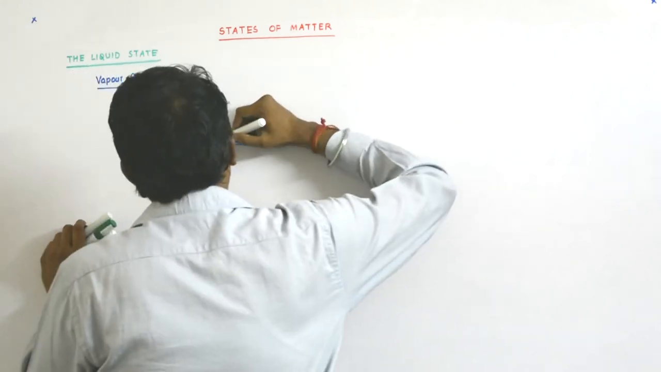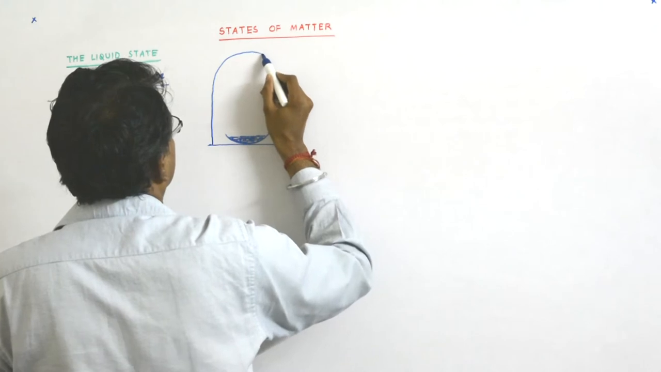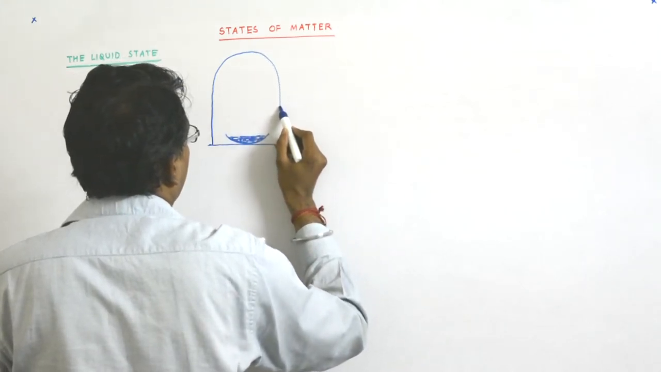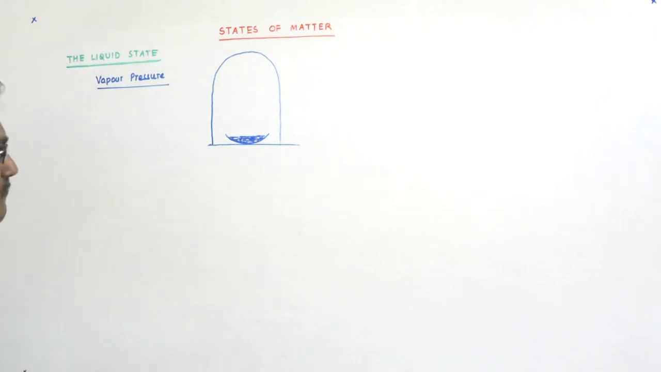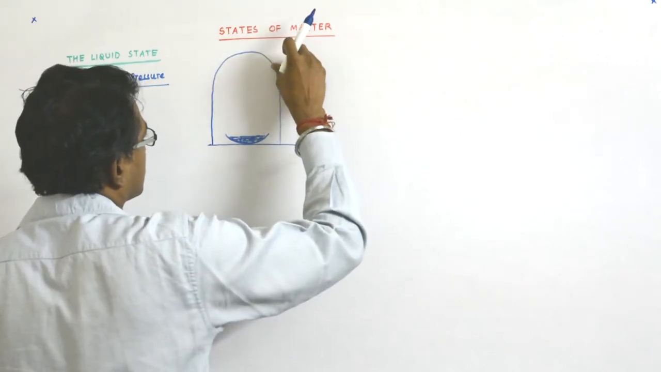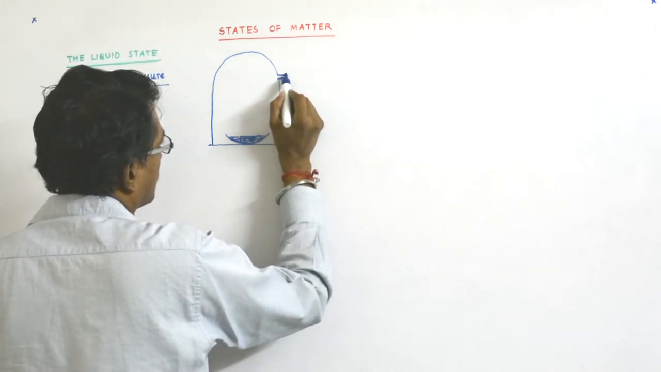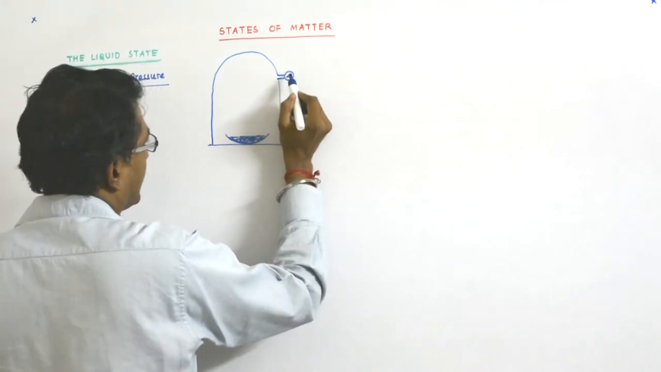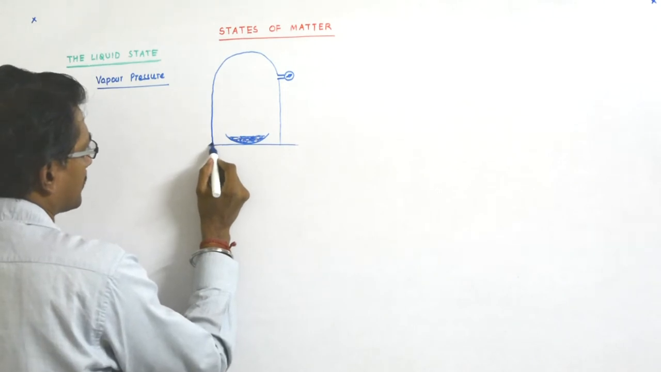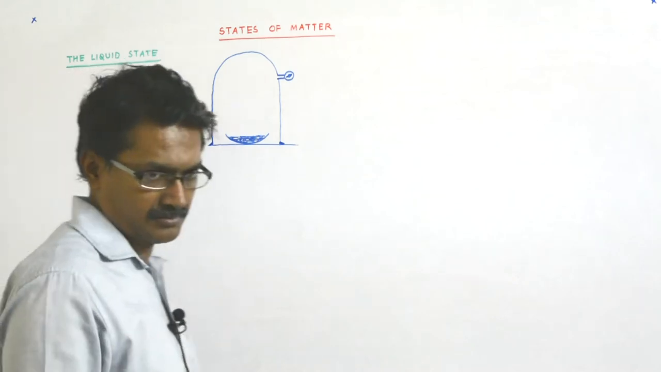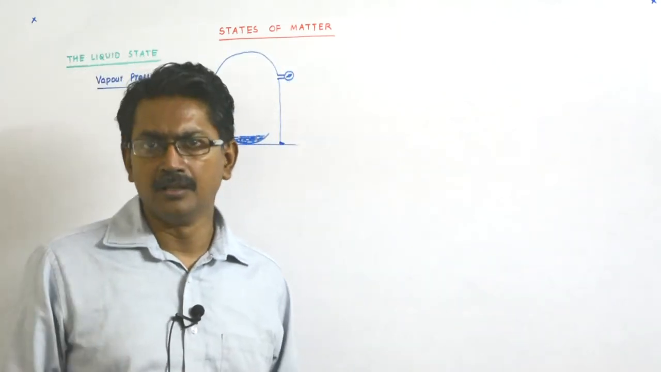Now, let us cover this by a bell jar. Okay. And see here. Let there be a manometer. Let us seal this with some wax or something. The surface where it touches the circular thing, where it touches the floor or the table, seal it with wax.